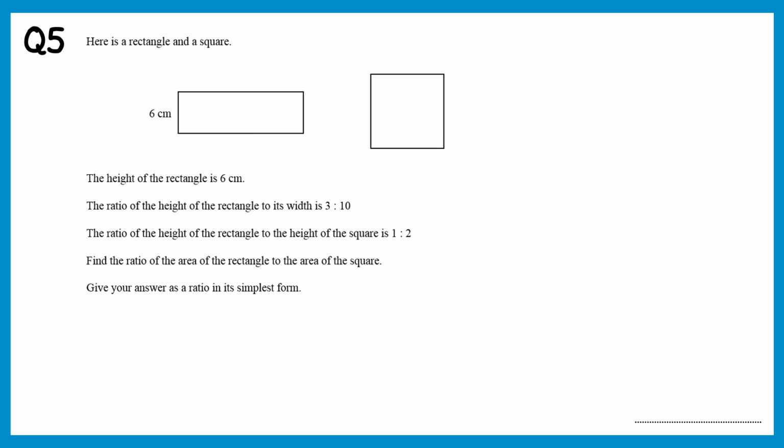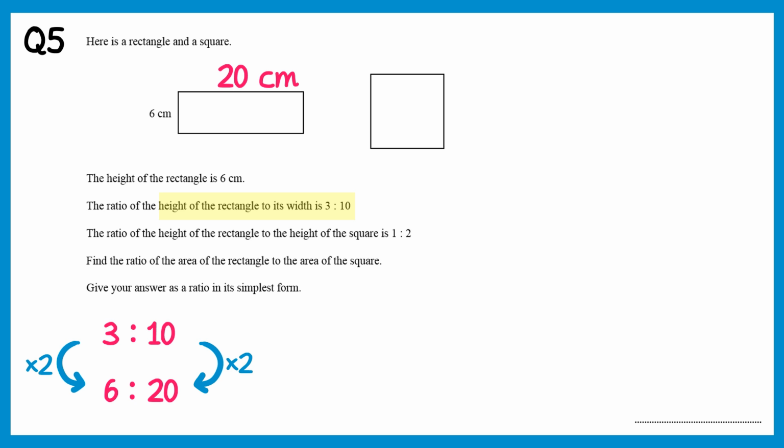In this question, we're told the height of a rectangle to its width is in the ratio 3 to 10. But we know the height of the rectangle, it's 6 centimeters. So this ratio has been times by 2, so do 10 times 2 and you get 20. So the width of the rectangle is 20 centimeters. We're also told the height of the rectangle to the height of the square is in the ratio 1 to 2. So if we write this ratio out, again we know the height of the rectangle is 6, so this time we multiply by 6. 2 times 6 is 12, this means the height of the square is 12.